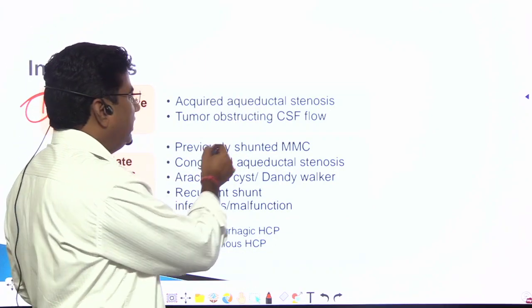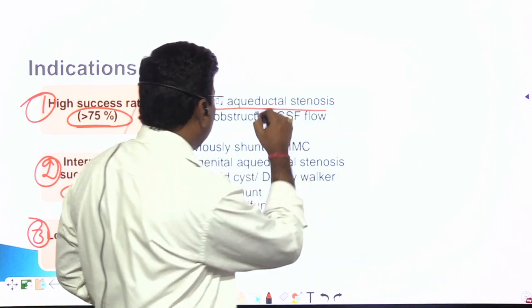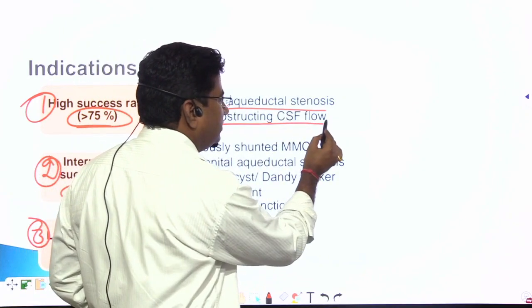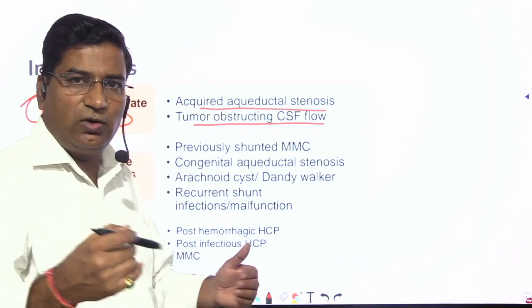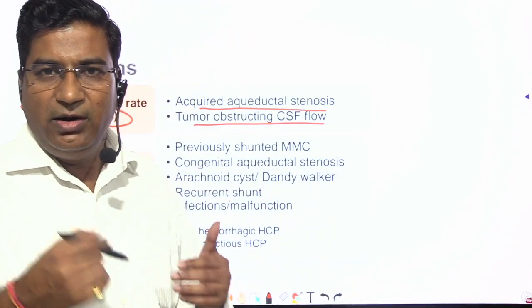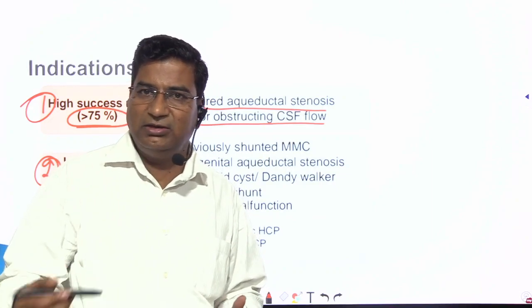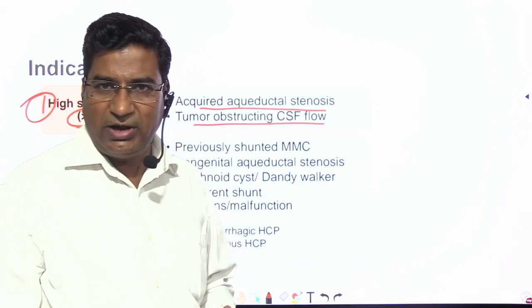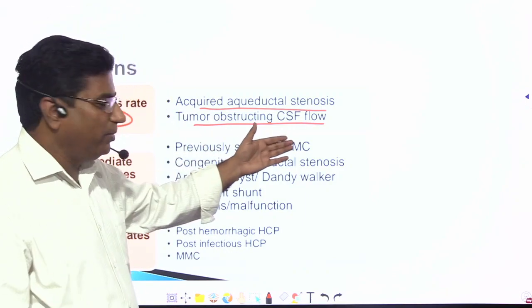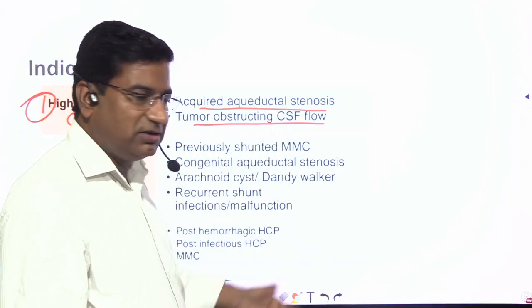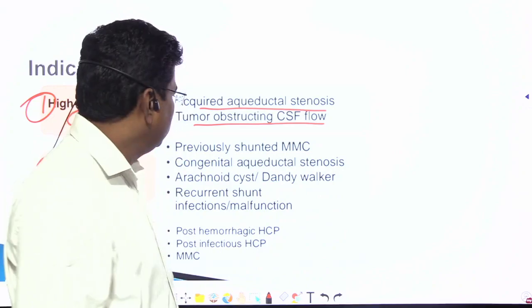The high success rate indications are, as you know, acquired aqueductal stenosis or tumors obstructing CSF flow, such as a colloid cyst of the third ventricle, posterior third ventricular pineal tumor, tectal tumor, brainstem glioma, posterior fossa meningioma, CP angle tumor, and posterior fossa infarct; these are tumors and tumor-like conditions obstructing the aqueduct.